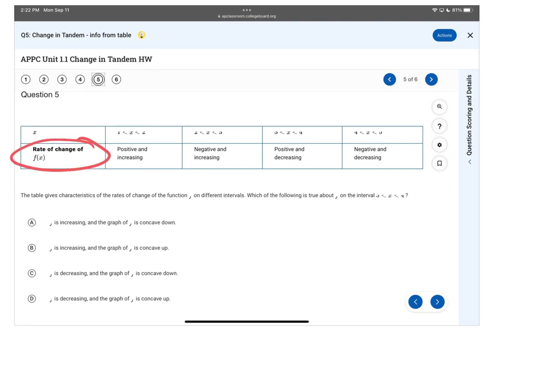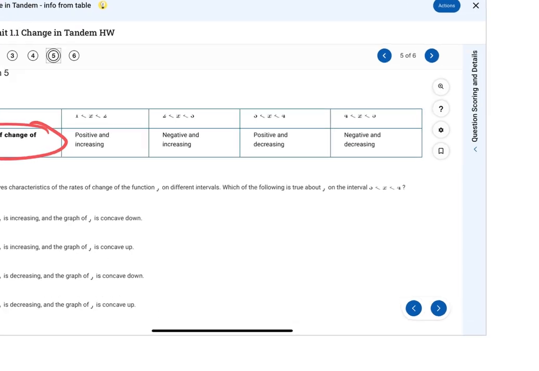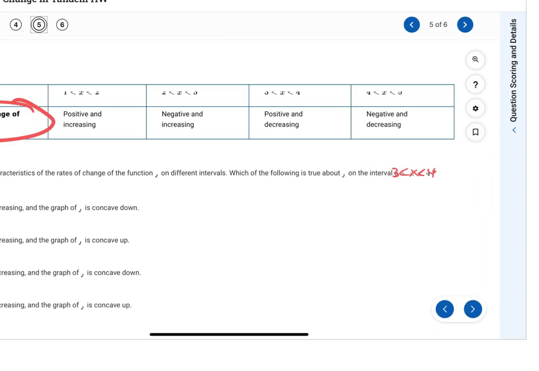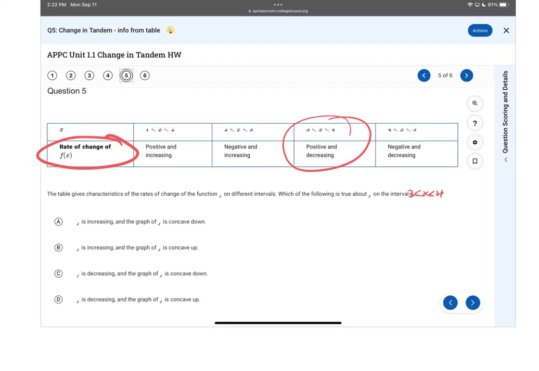Okay, then 5. Back to rate of change, okay? So it says the table gives the characteristic of the function on the intervals. Which of the following is true about the interval? Oh my gosh, I cut off the picture. Does it say 3 to 4? Yeah, 3 to 4, which is here. Positive and decreasing. So decreasing already tells you rule out this one, right? Because it needs to be concave down. And then if it's positive, it is increasing. So that's your A.